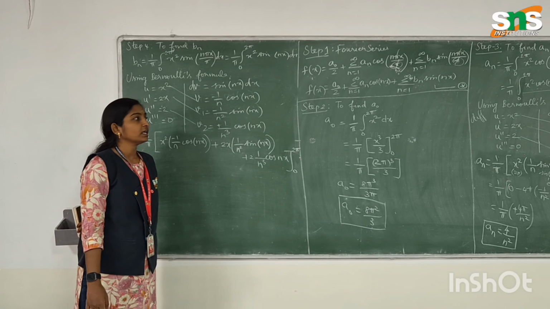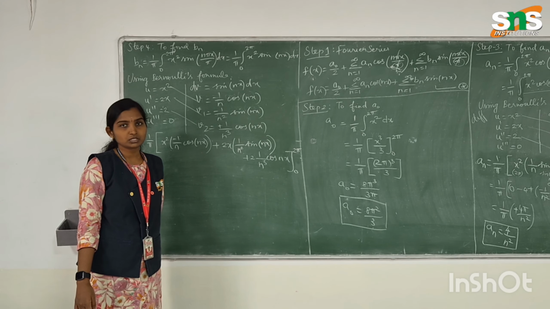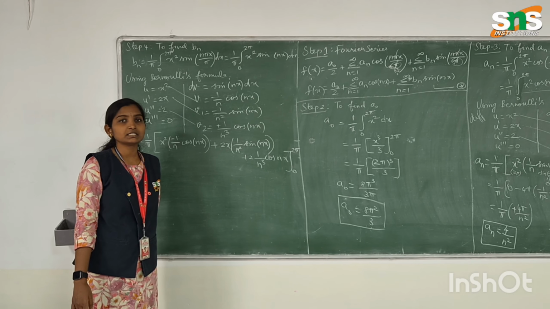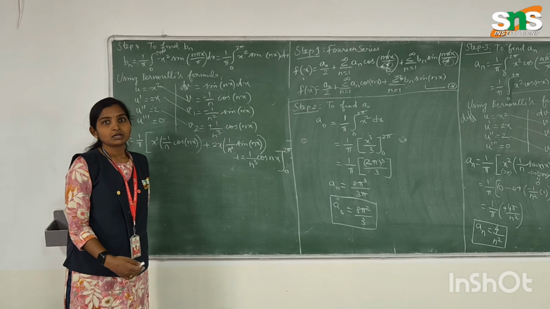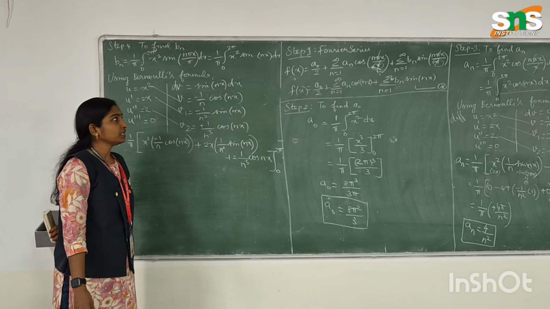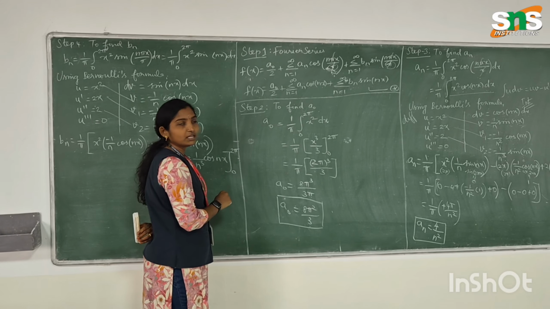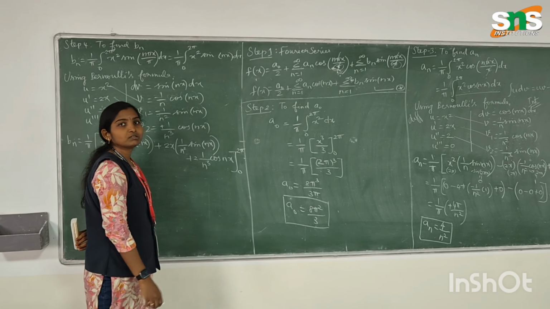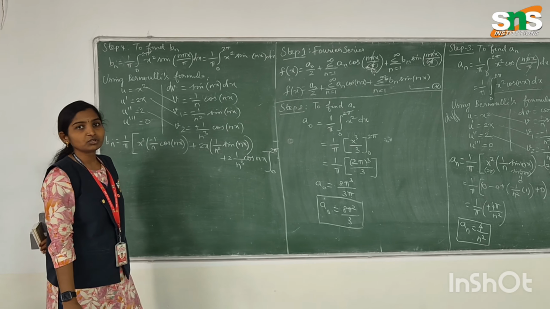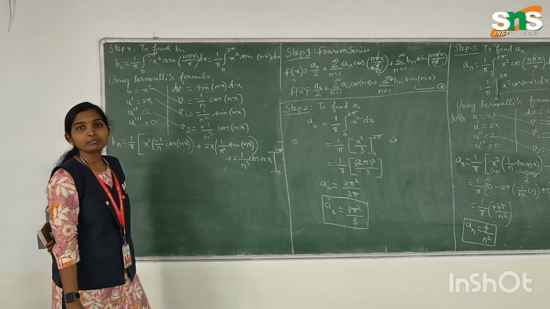The topic is Fourier series. In the previous videos, we have seen the concept of Fourier series and the problem regarding the same, and also we have computed the problem as well. In step 1, we have computed what is f of x. In step 2, we have found the value of a0, and step 3, we have found the value of an. In this video, we are going to compute the value of Bn.